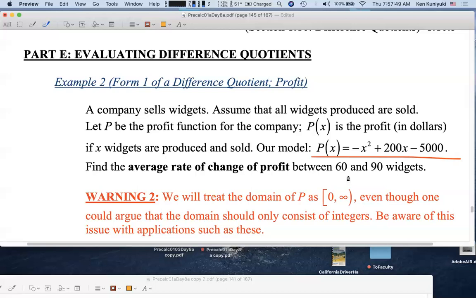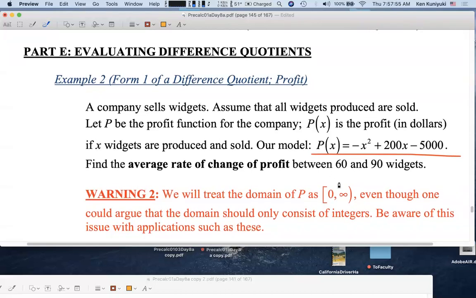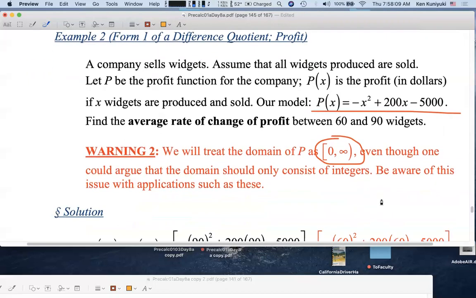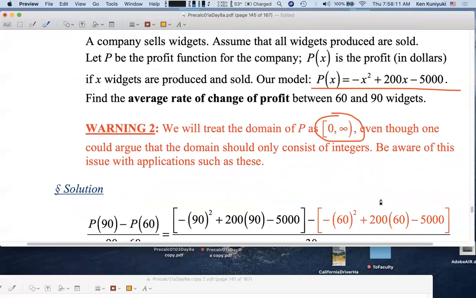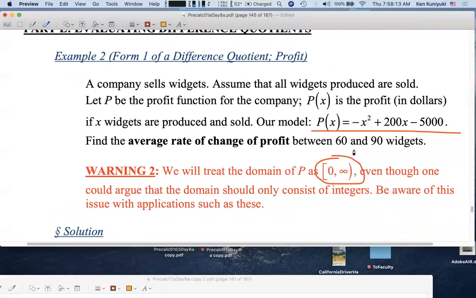So if we increase our production from 60 widgets to 90 widgets, what is our average rate of change of profit? We're going to treat the domain of P as the non-negative reals. So maybe it's appropriate that widgets are like gallons of ice cream. You can have non-integer values like 3.5. These aren't like cars. Okay. So we want to know the average rate of change if we go from 60 to 90.